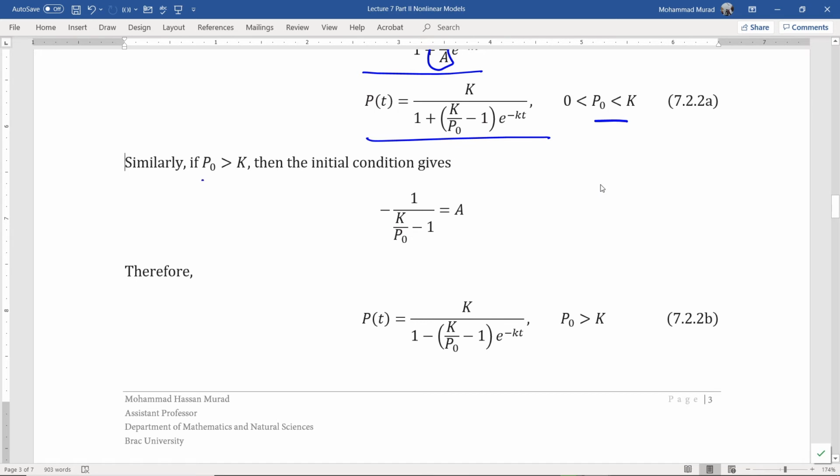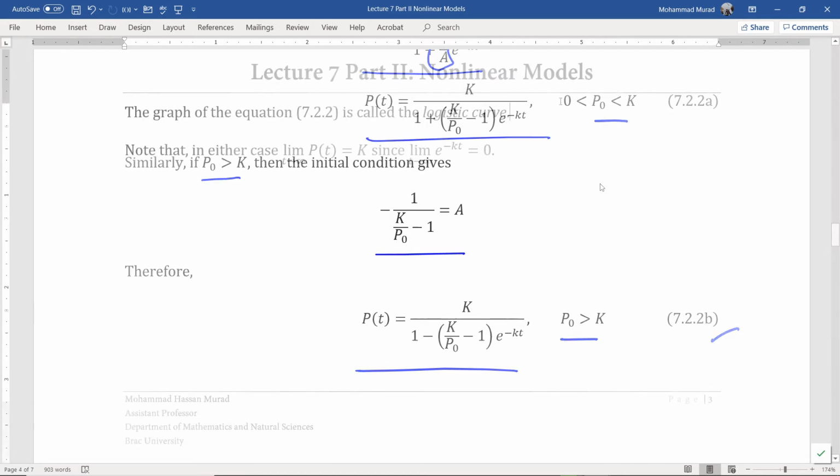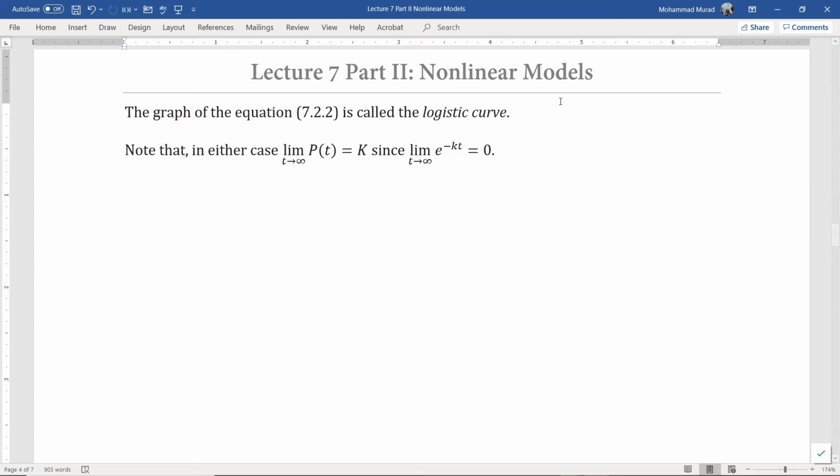Similarly, if the initial population is greater than the carrying capacity, then the initial condition gives the value of a as shown here. Therefore, the solution of the logistic differential equation takes this form, where p sub 0 is greater than k. As said before, the graph of equation 7.2.2 is called the logistic curve. We note that in either case, the limit of the population as t approaches plus infinity is k, the carrying capacity, since the limit of the term e to the negative kt as t approaches infinity, with the assumption that k is positive, is 0.